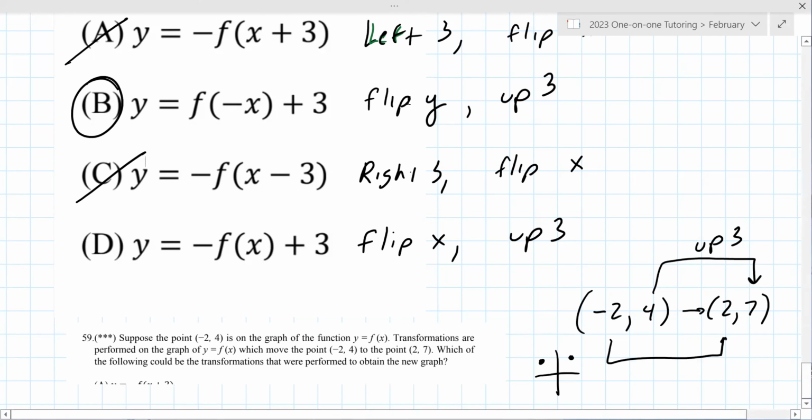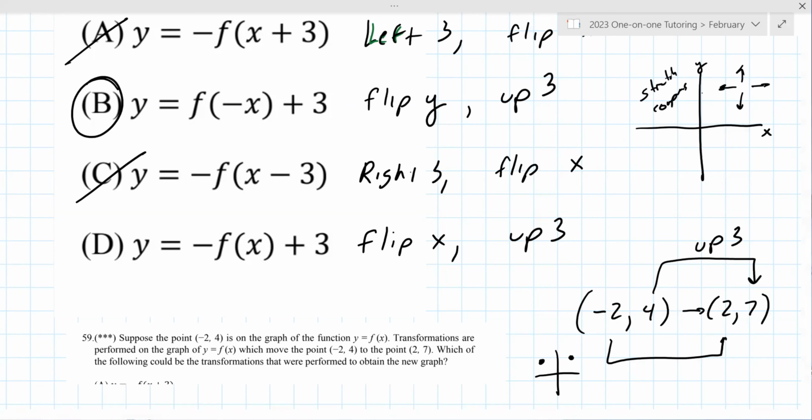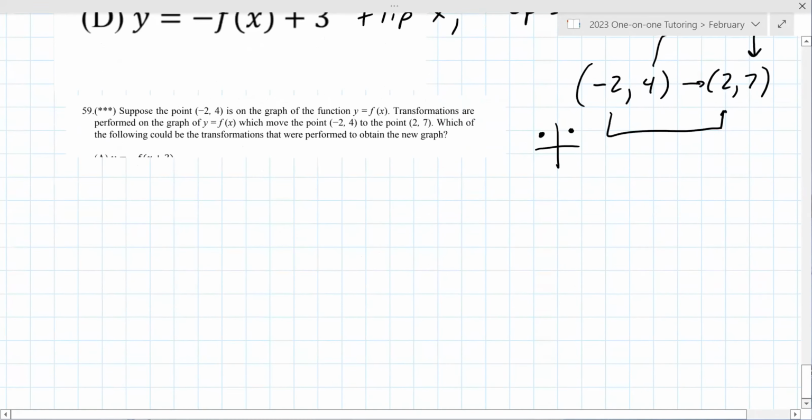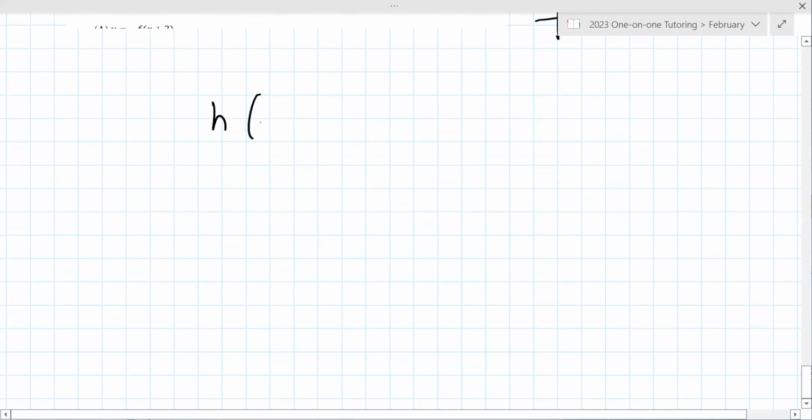So that's everything. There's flips over the X and Y, and then there's up, down, left, right. And then there's stretching, I guess, stretch or compress. So for the stretching and compression, if there is a number in front of F, there's two possibilities.